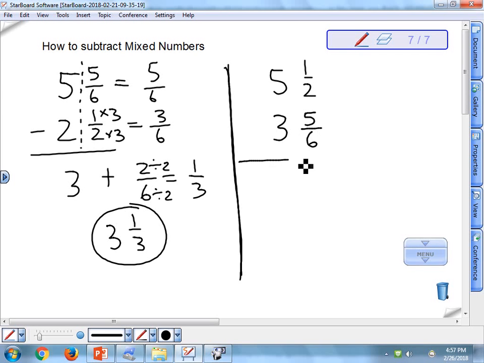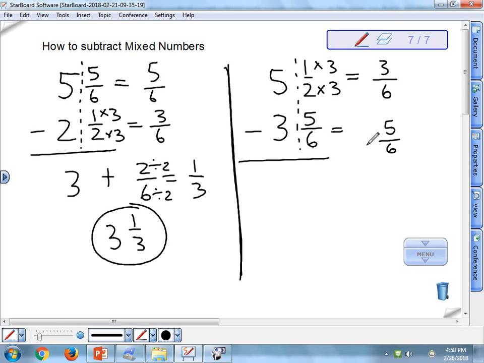Now again, I'm going to go ahead and separate the whole number and fraction parts. I'm going to start with the fractions to try and see if I can subtract 5/6 from 1/2. To do that, I need a common denominator again, so times 3 times 3. 1/2 is equal to 3/6. 5/6 of course is still equal to 5/6. And now we see there's a problem. I cannot subtract 5/6 from 3/6 because there aren't enough sixths to be able to do the subtraction.